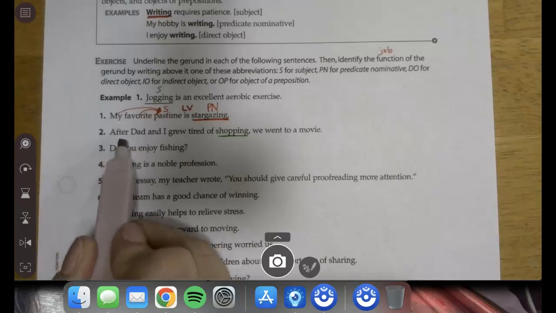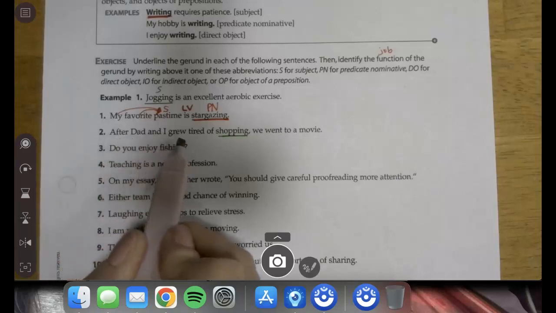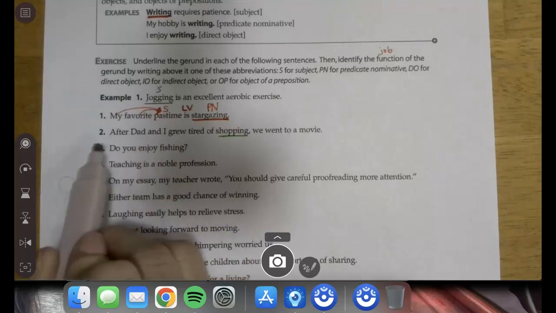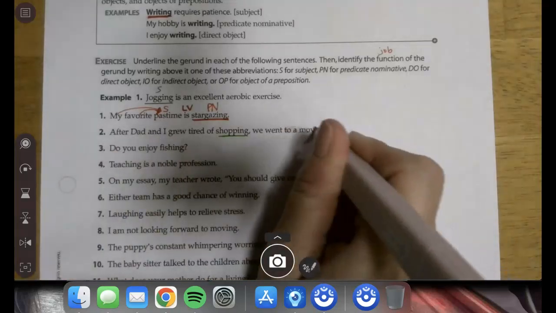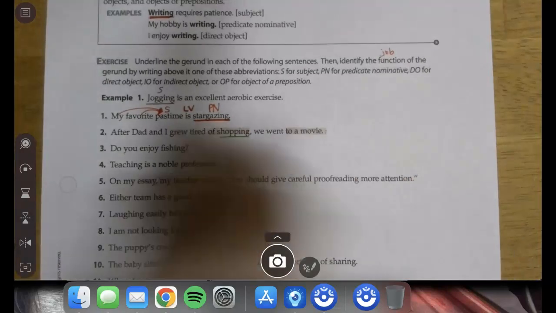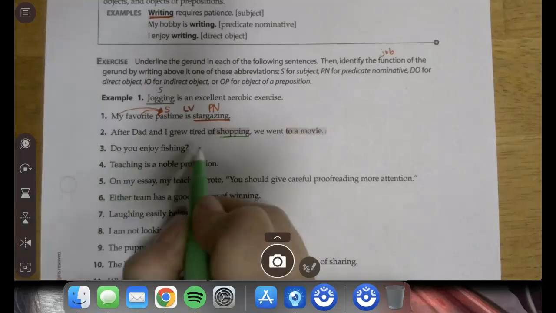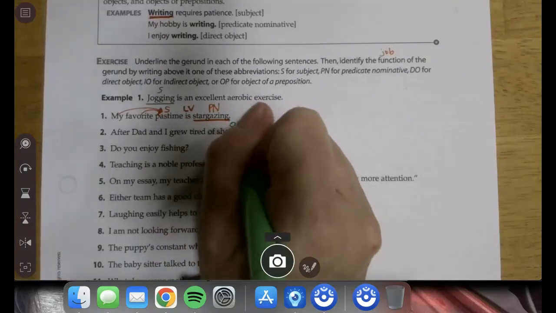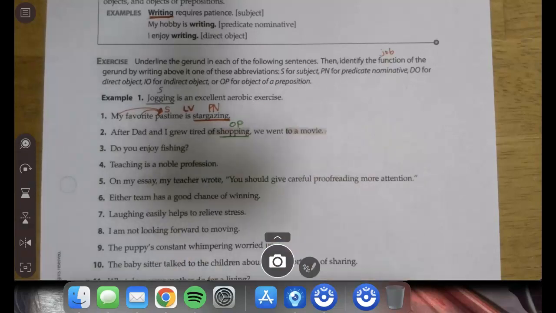At first I thought "after Dad and I grew tired" was a prepositional phrase, but I can tell there's a verb there, so that's a dependent clause. I see "to a movie" is a prepositional phrase, and "of shopping." So if I can say that that's a prepositional phrase, then I know that shopping is doing the job of the object of the preposition.